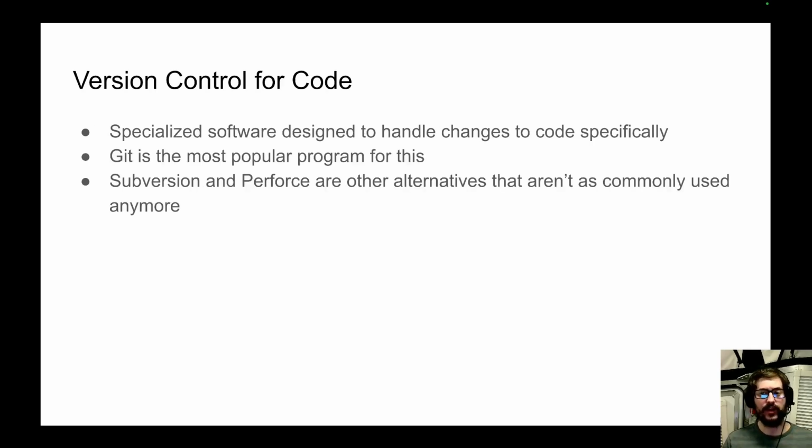So version control for code specifically is about specialized software that's meant to track changes in code. Git is the most popular program for this. There are others such as Subversion or Perforce, but they're not commonly used. Perforce is a paid product, and there are people that really like Subversion, and I don't want to knock that, but Git, in my opinion at least, is just a lot easier to use, and so that's why I think it's a little bit more popular.